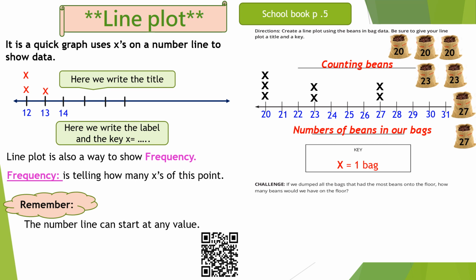3 bags of 20, so 3 x's. 2 bags of 23, so 2 x's. So x equals 1 bag. Here we will find a challenge. If we dumped all the bags that had the most beans on the floor, how many beans would we have on the floor?